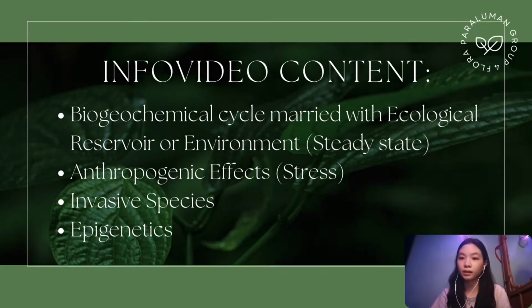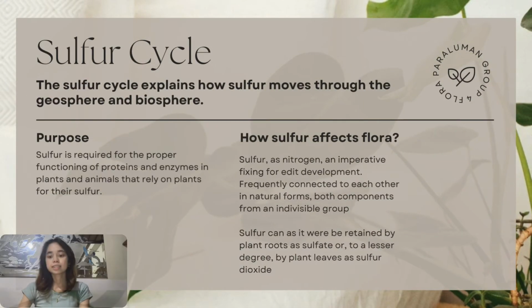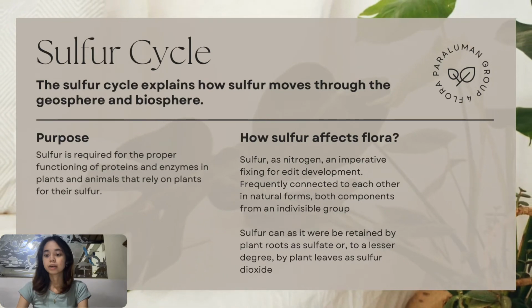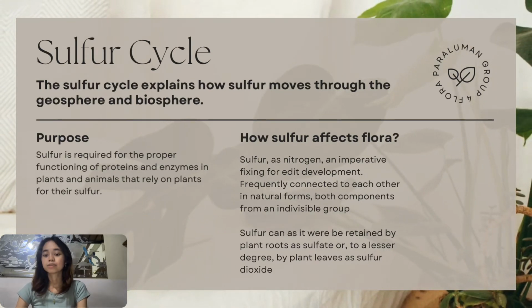and epigenetics. The sulfur cycle explains how sulfur moves through the geosphere and biosphere, whether released from rocks, which is then digested by bacteria and plants. It is then transmitted up the food chain, where it is assimilated by plants and animals before being released as they decompose.